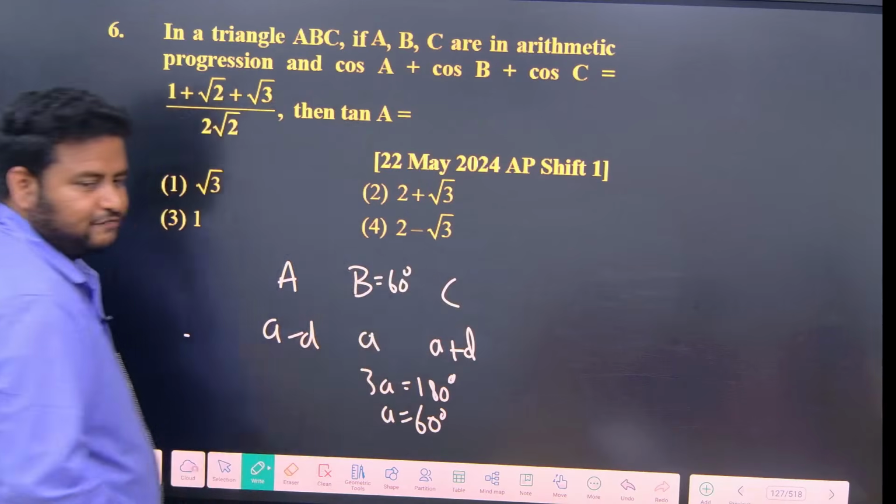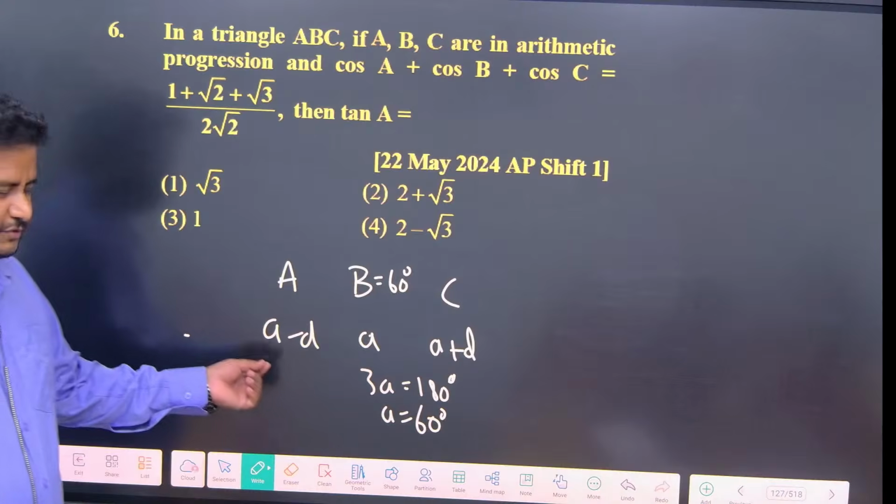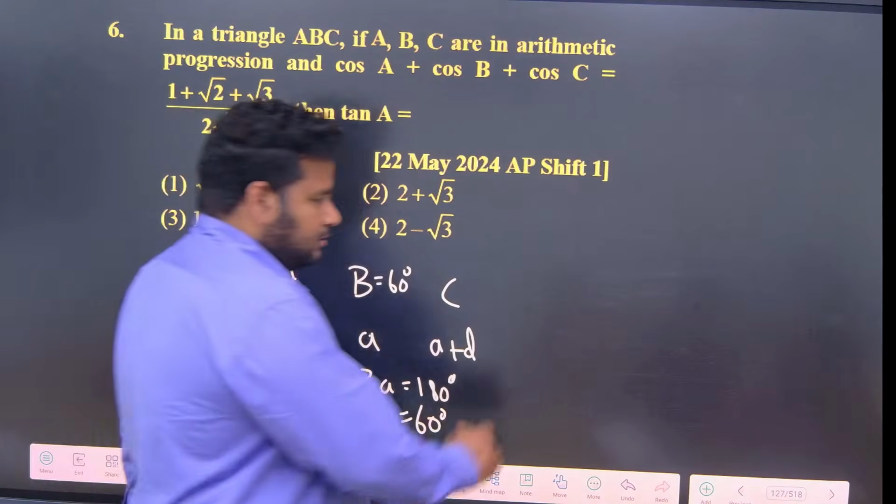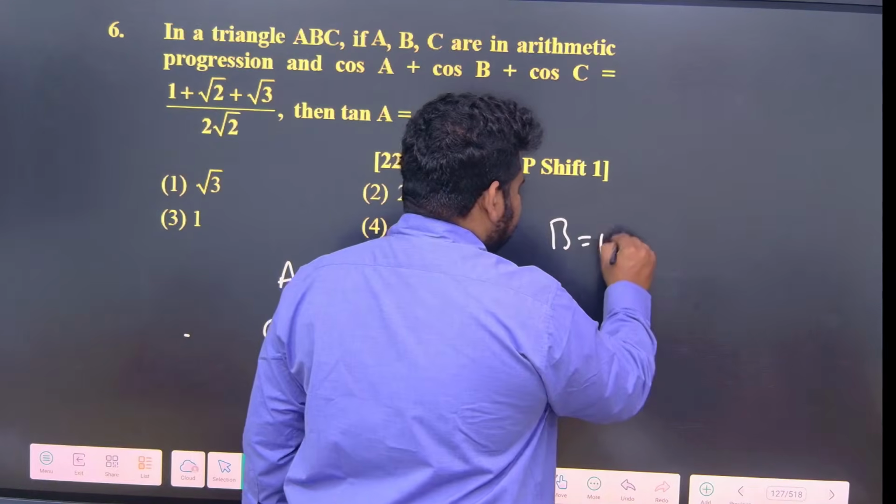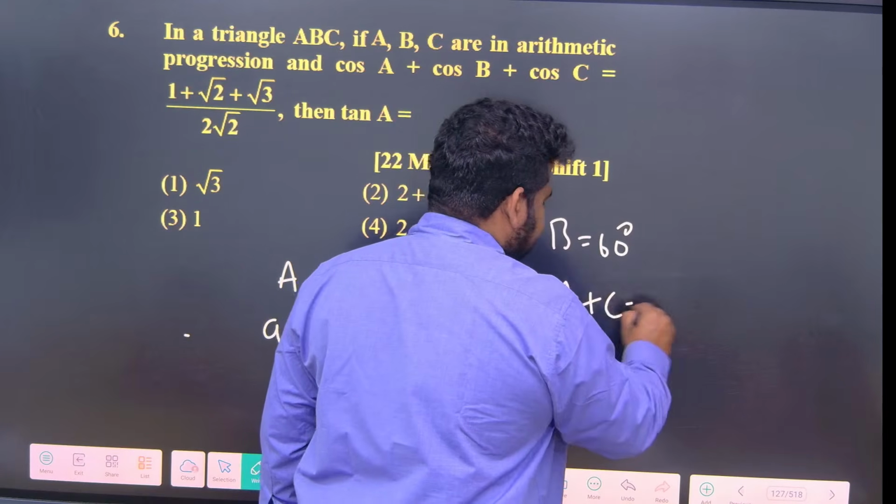The other two angles, A and C, we will not be able to find out as of now. Correct, no? Because we don't know the value of D. So B is 60 degree. Definitely A plus C will be what? 180 minus B.